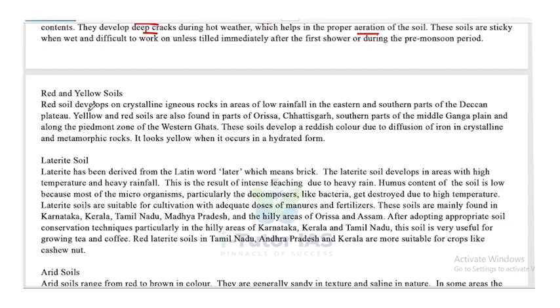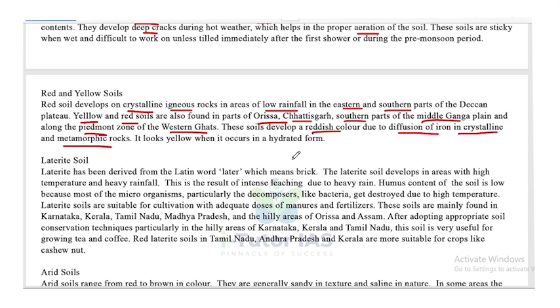The red soil develops on crystalline igneous rocks in areas of low rainfall in the eastern and southern parts of the Deccan Plateau. Yellow and red soils are also found in parts of Orissa, Chhattisgarh, southern parts of the Middle Ganga Plain and along the piedmont zone of Western Ghats.